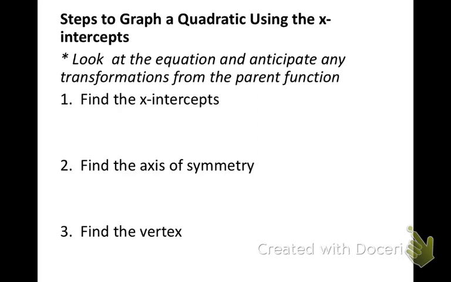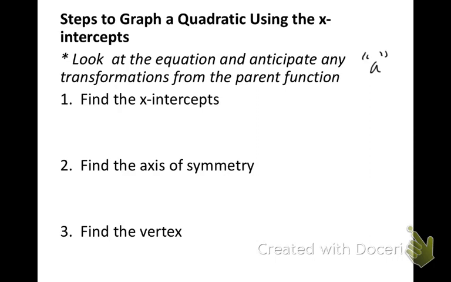The first thing you want to always do is look at the equation and anticipate any transformations from that parent function. So the one value you're going to want to look at is the a value, because from the a value, if it's positive, you know that the parabola will open up. If it's negative, it's going to be reflected, so it will open down. If it's greater than 1, you'll have a stretch, and if it's less than 1, you'll have a vertical shrink. All right, then you're going to start by finding the x-intercepts.